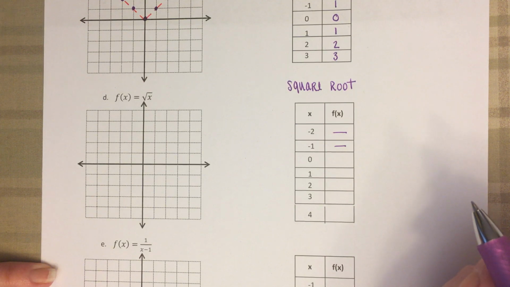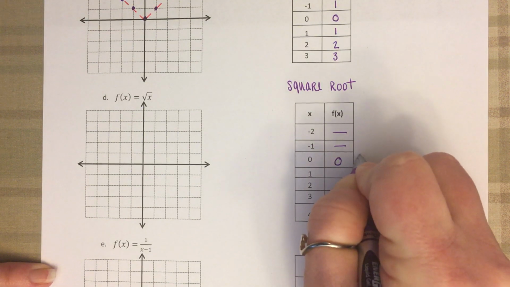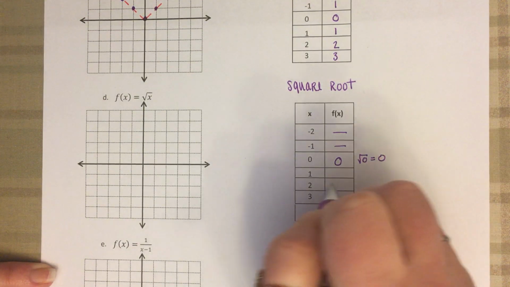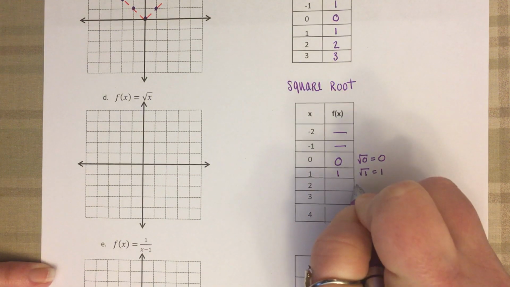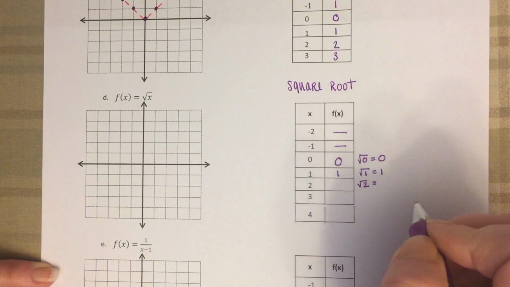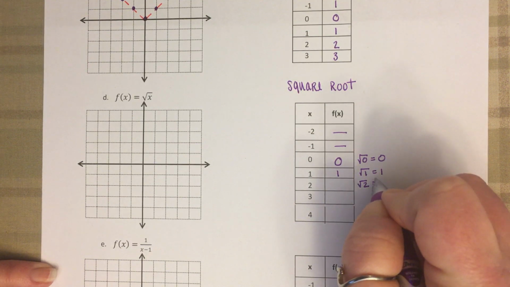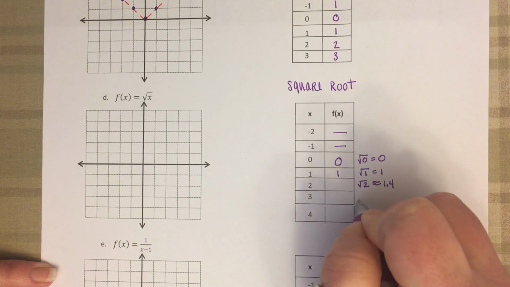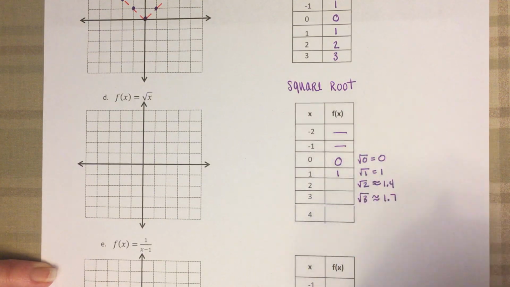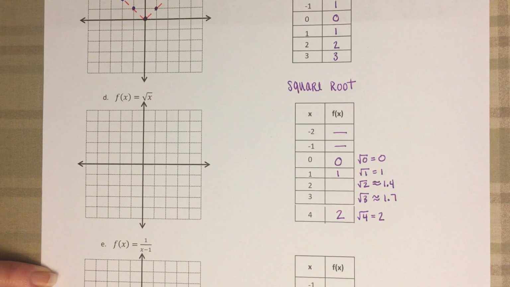We can, however, plug in 0. The square root of 0 is still 0. So we are able to take our square root of 0. Our square root of 1 is just 1. Our square root of 2 does not work out evenly. Remember that these are irrational numbers. So our square root of 2, we can put a little squiggly equal sign, we can round it off to 1.4. Our square root of 3, we can round off to 1.7 if we use a calculator. Our square root of 4 is 2, because 2 times 2 gives us 4.